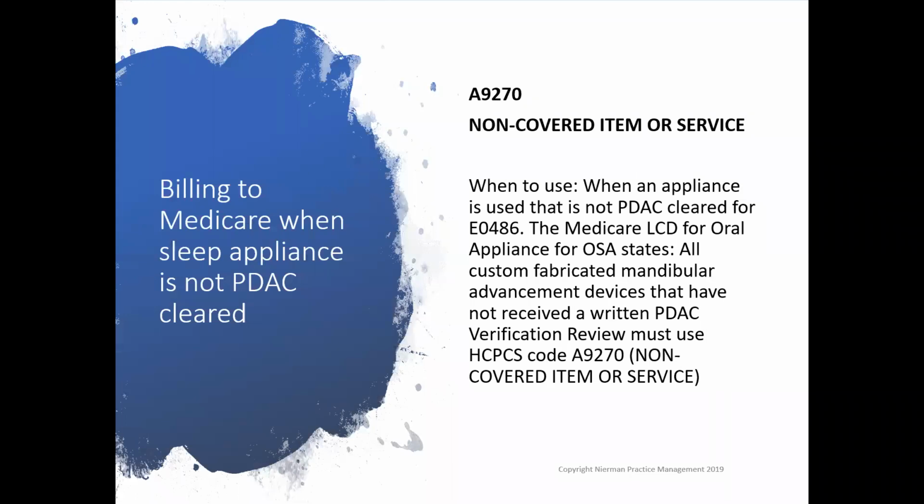Now, we took a look at the list of PDAC approved appliances earlier for Medicare. So what happens if the patient gets a different type of appliance? Whether the doctor or patient insists that we need a different appliance for that patient. Per the Medicare LCD, per Medicare policy, they do stipulate that a different code completely would need to be used in that situation, and the code is A9270. And funny enough, that code stands for non-covered item or service.